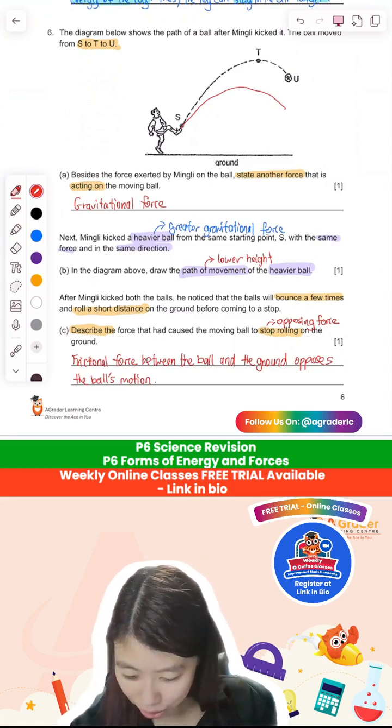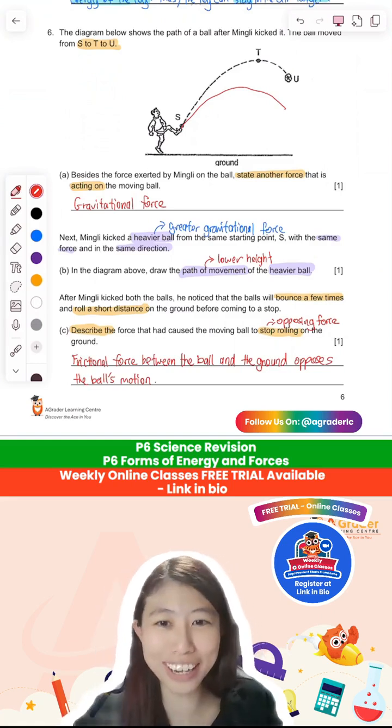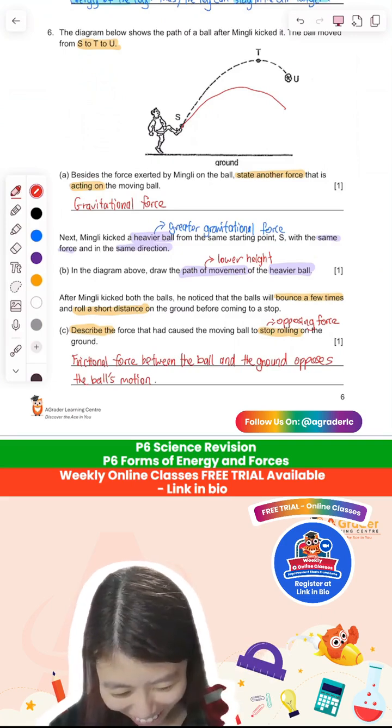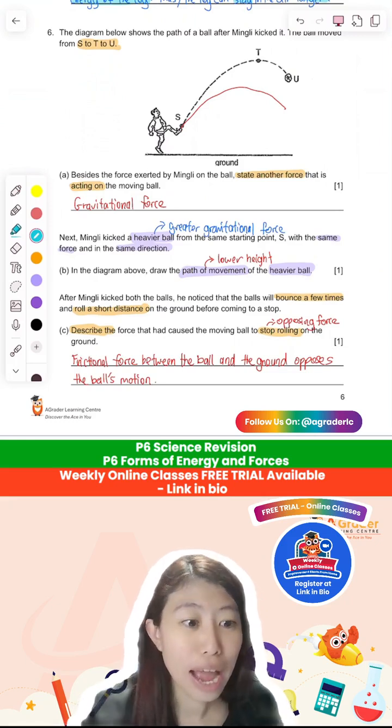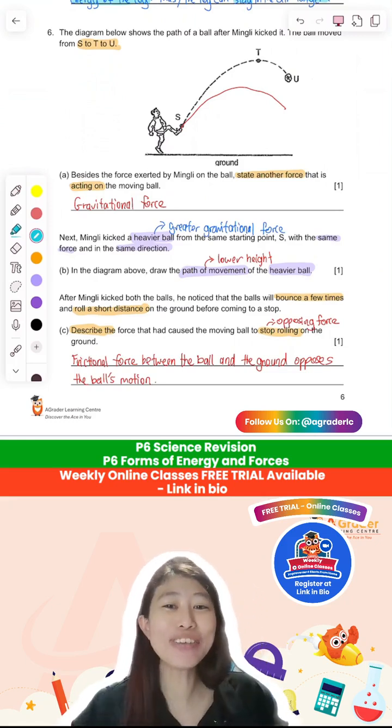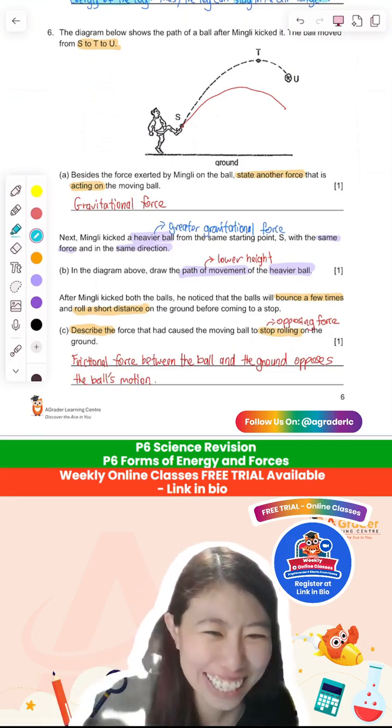Okay? The next page is the last page already. Next page. Hey, it ends at 8, you know. If this page is the last page, then how?